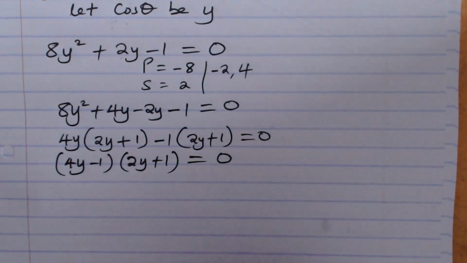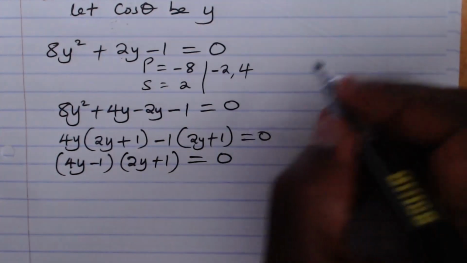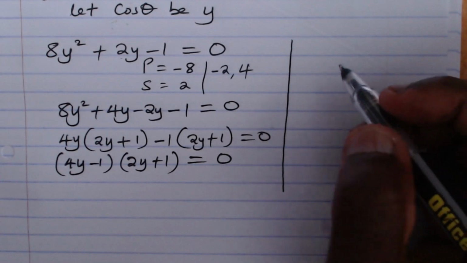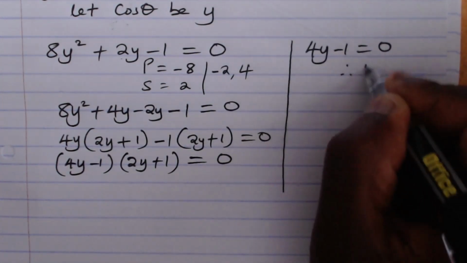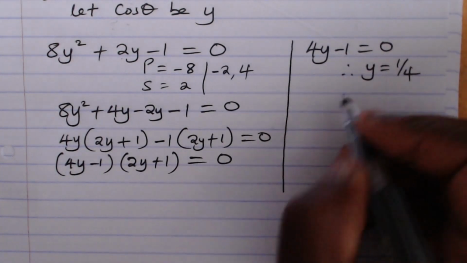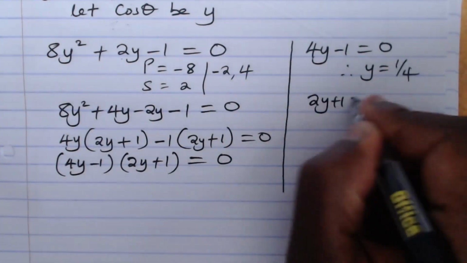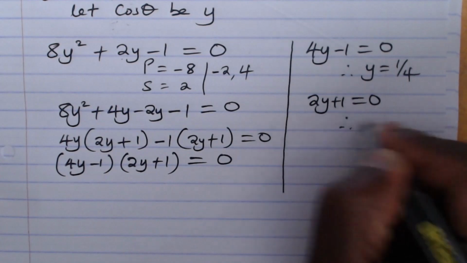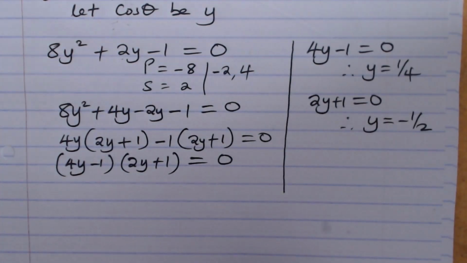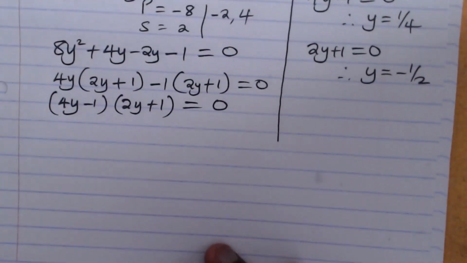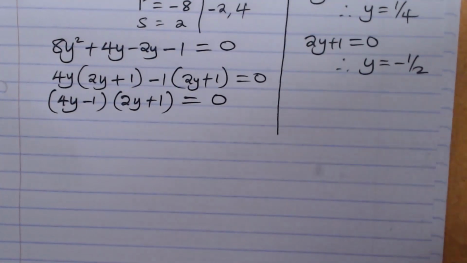So you have two solutions here. The first solution: 4y minus 1 is equal to 0, so y will be a quarter, or 2y plus 1 is equal to 0, and so y is equal to negative a half. Now after getting that, this is the point where we need to work towards the solution.